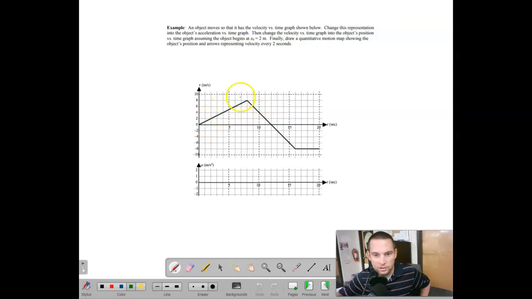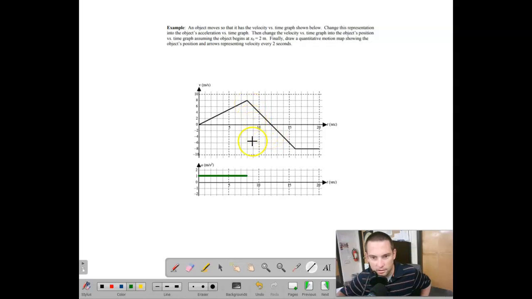For the first segment of the velocity, it looks like our velocity is steadily increasing for the first 8 seconds. So that means for the first 8 seconds, our acceleration depends on our slope, because the slope of a velocity versus time graph will be the acceleration. We're going up 8 and going over 8. So we have a slope of 1 for the first 8 seconds.